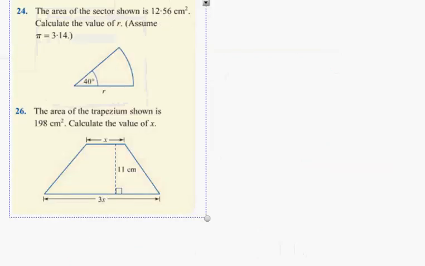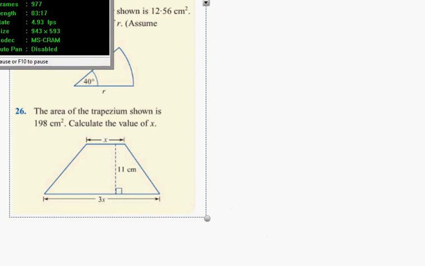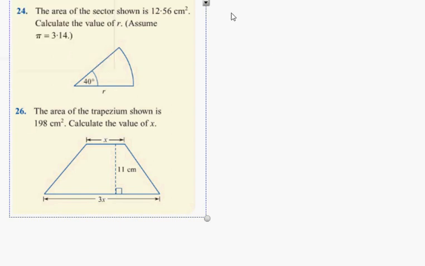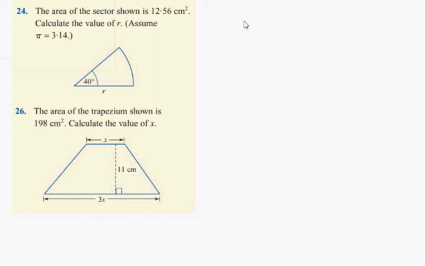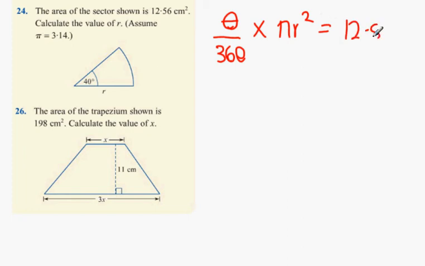Next question is question 29. The area of the sector shown is 12.56. Calculate the value of r. What Keane said there is you just go to the front, you find the area of the sector formula. It's in your tables. Theta divided by 360 multiplied by pi r squared. This all equals 12.56. Theta is your angle. Your angle is going to be 40 over 360. Okay, 40 over 360 by pi r squared.